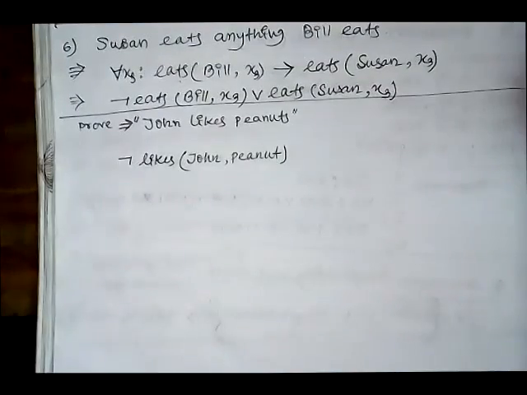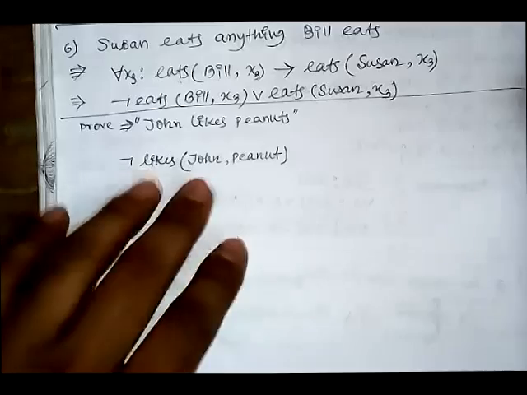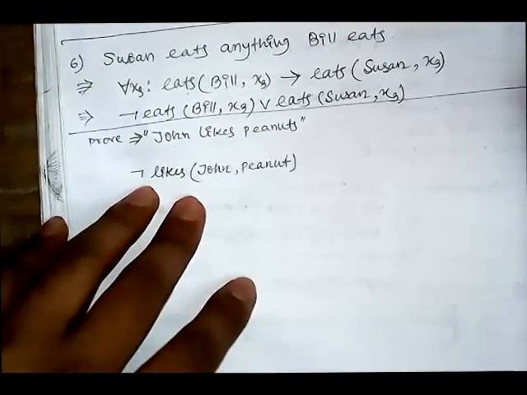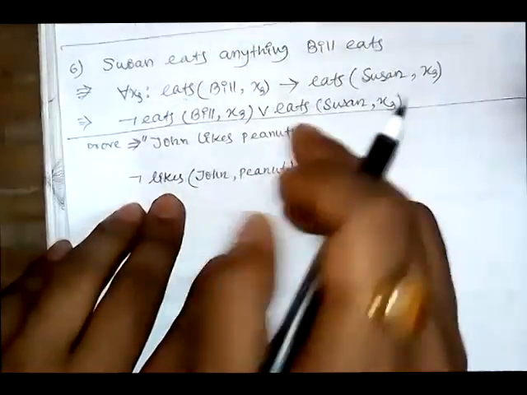Okay, now we have written our contradicted form, contradicted predicate logic. Now we have to find some predicates which have the opposite sign of this. So let's find it.